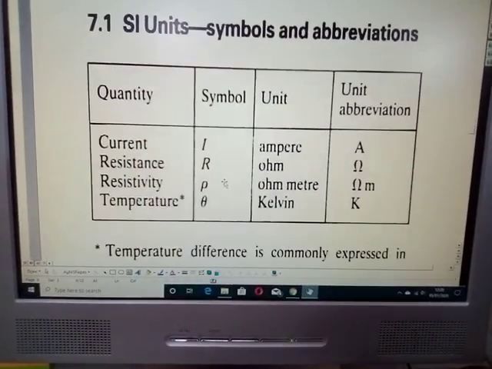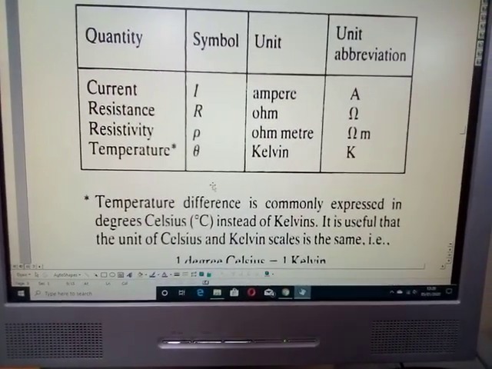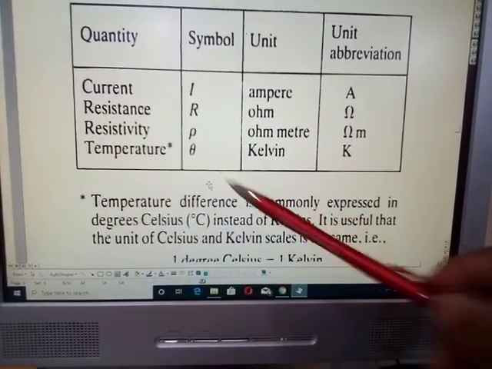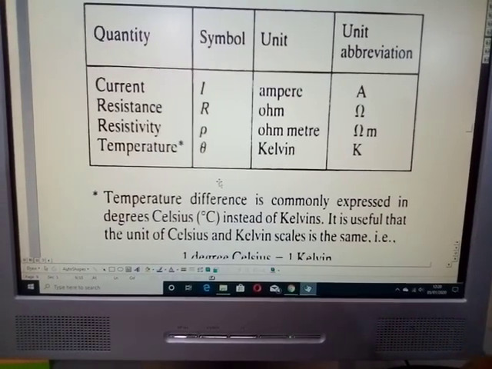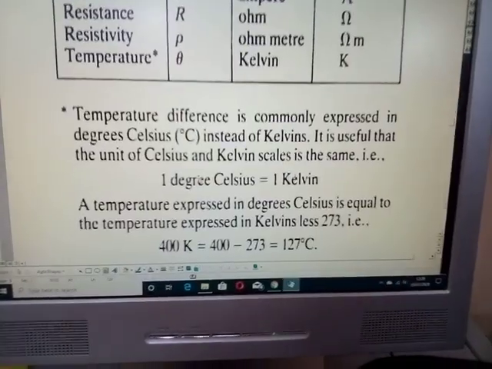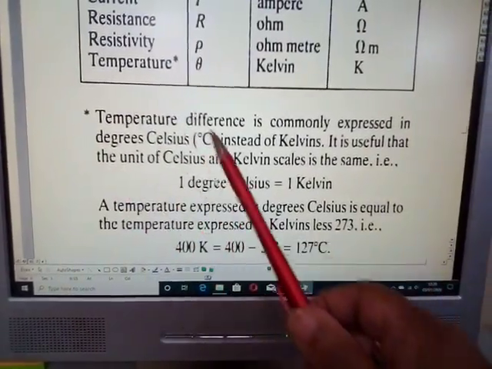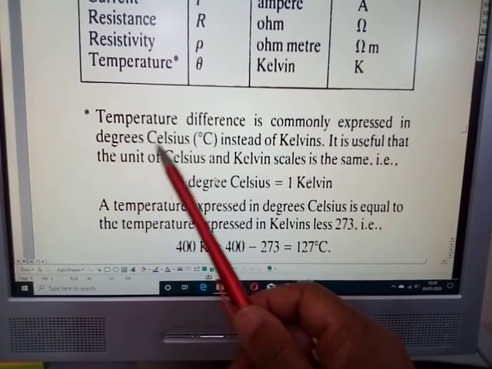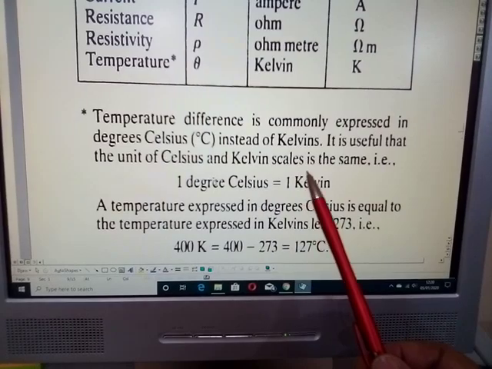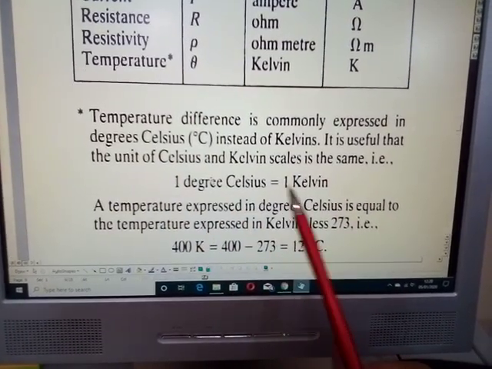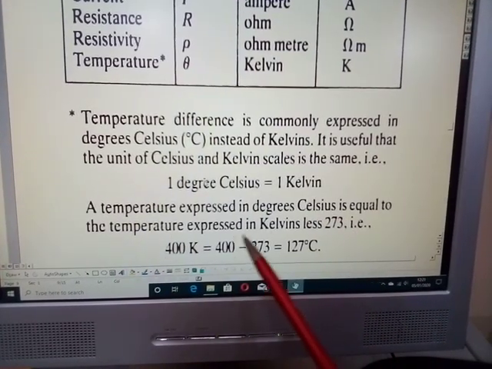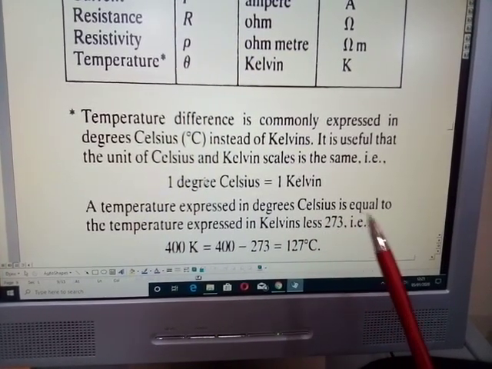And here we have symbol abbreviations, okay? And most of you will be familiar with the current I, resistance R, resistivity rho, temperature, okay? Unit, ampere, ohms, Kelvin, okay? And here, now the temperature difference is commonly expressed in degrees Celsius instead of kelvins. It is useful that the unit of Celsius and Kelvin scale is the same. 1 degree Celsius equals 1 degree Kelvin. A temperature expressed in degrees Celsius is equal to the temperature expressed in kelvins, less 273 degrees.